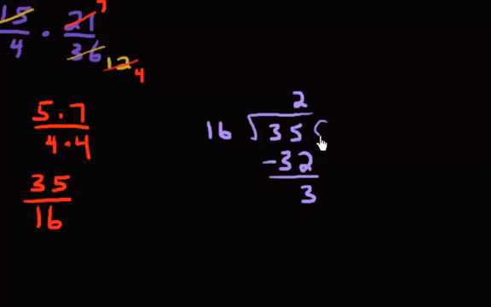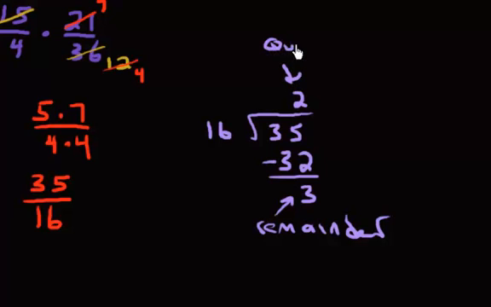Now I'm out of digits, right? There's nothing here anymore. And 3 is smaller than 16, so we are done. This is our remainder. Okay, so here's the remainder. This is the quotient. So our answer is going to be the quotient, 2, and then we have the remainder over the divisor.